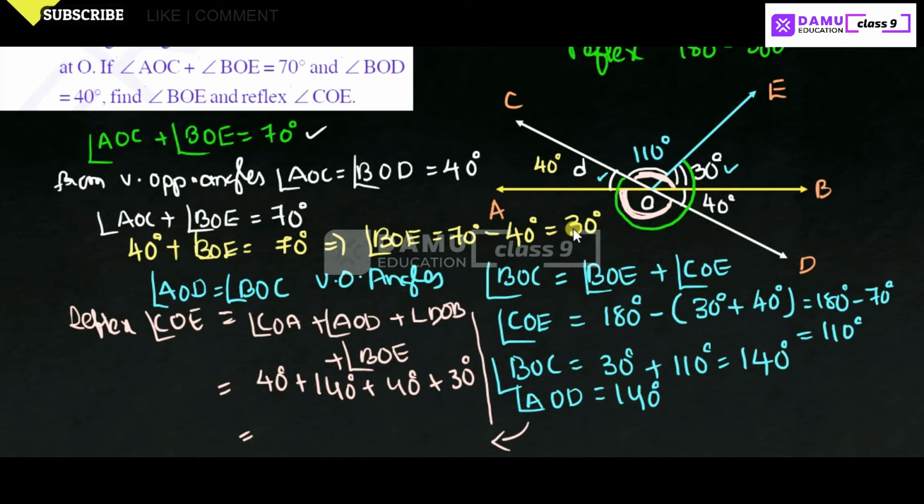140 plus 80 will get 220. 220 plus 30 degrees is 250 degrees. So angle COE reflex is 250 degrees. So like this also we can calculate. What is the another method?